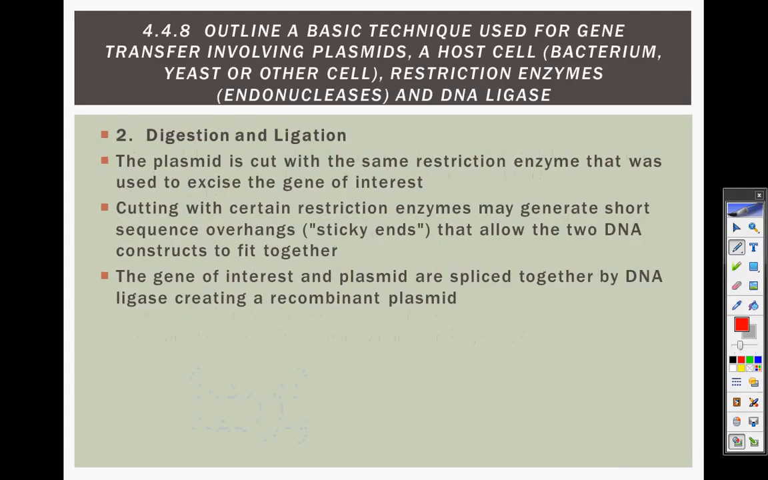Step 2, digestion and ligation. The plasmid is cut with the same restriction enzyme that was used to excise the gene of interest, to pull away that gene. Cutting with certain restriction enzymes may generate short sequence overhangs, the sticky ends, that allow two DNAs to join together. The gene of interest and plasmid are spliced together by DNA ligase, creating a recombinant plasmid. I'll tell you what we're going to do with it after this.